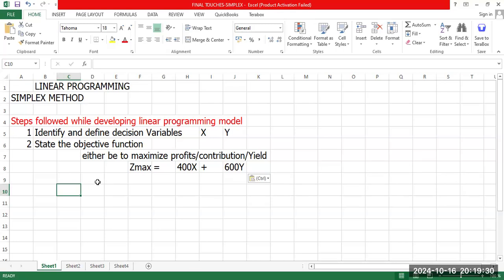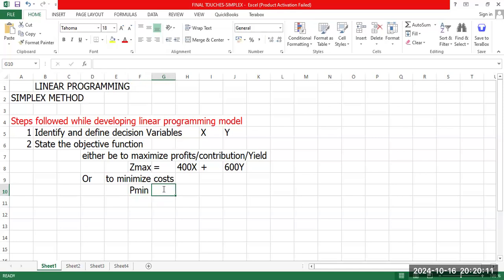It can either be to maximize or to minimize. To minimize what? To minimize the costs. So if it is to minimize costs rather than profits, then here where you have Z, I can call it P. You just use any letter. You're just trying to state your objective function, okay? I say P min because I want to minimize.